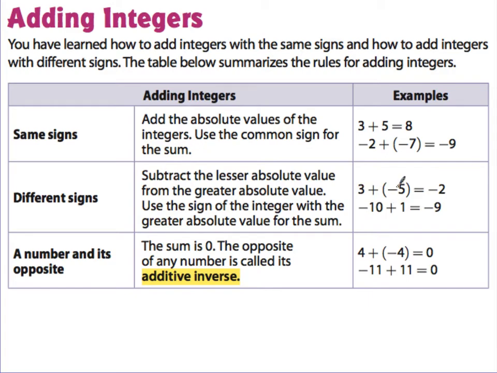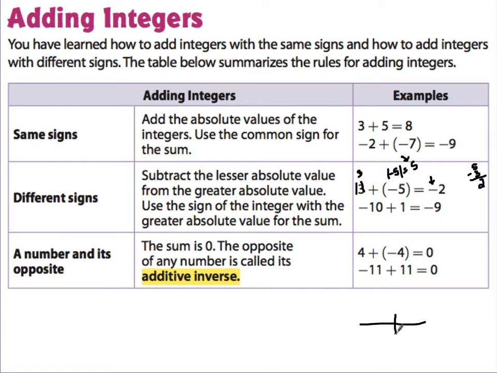I have 3 and -5. The absolute value of 3 is 3 and the absolute value of -5 is 5. Since this one is bigger, my answer has to be negative because the 5 is negative. So then I take my absolute values and subtract, and I get 2. And so my answer has to be negative, so my answer is -2.